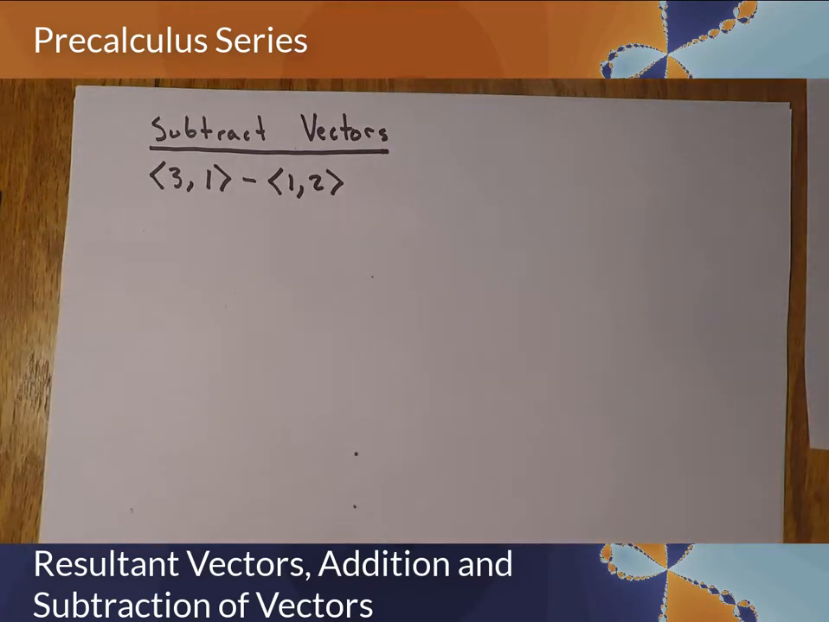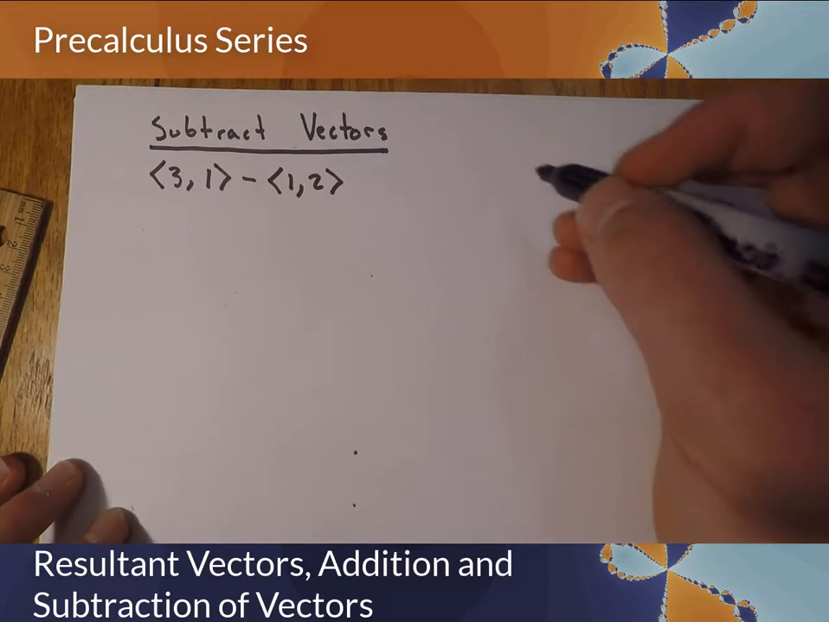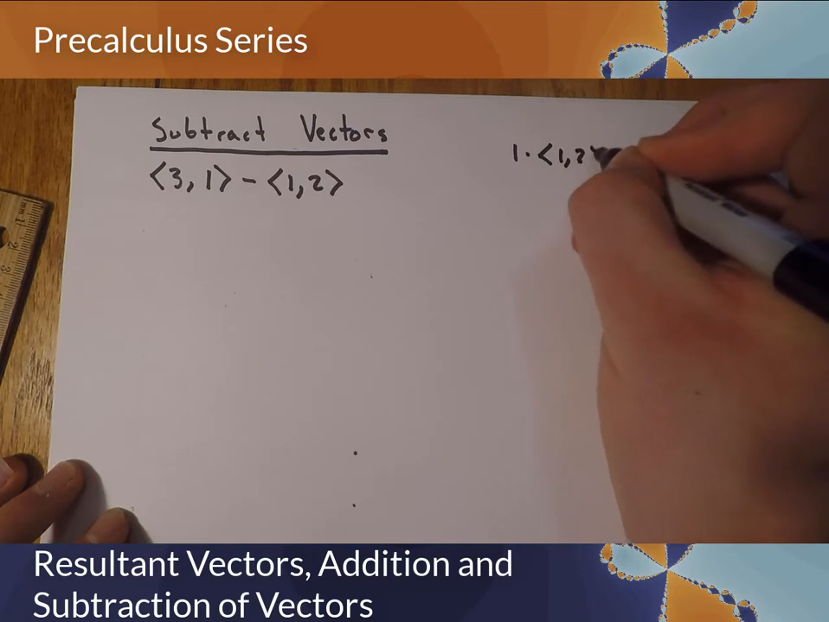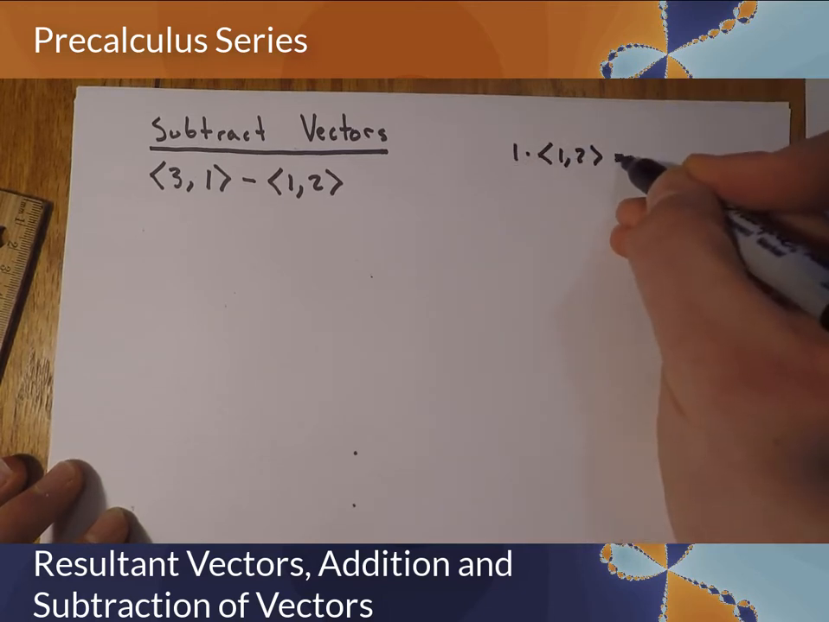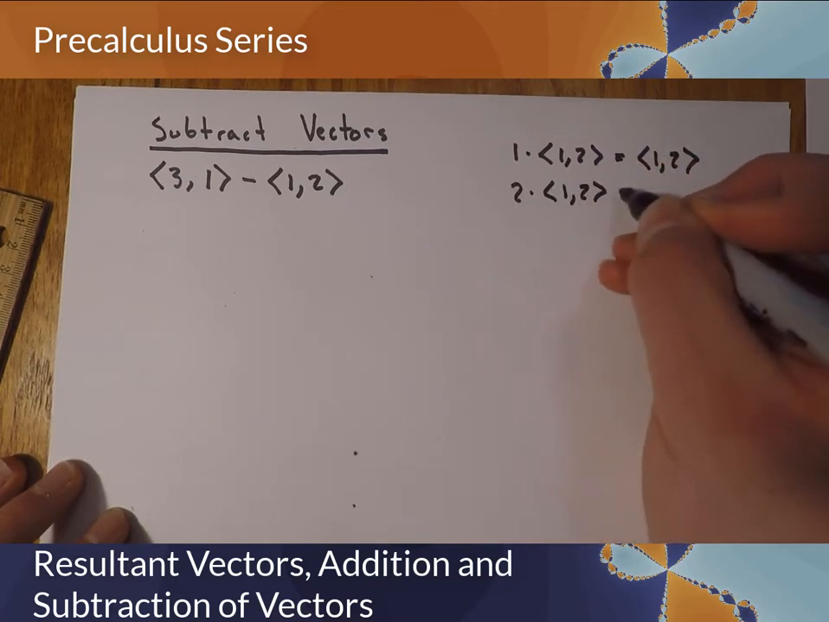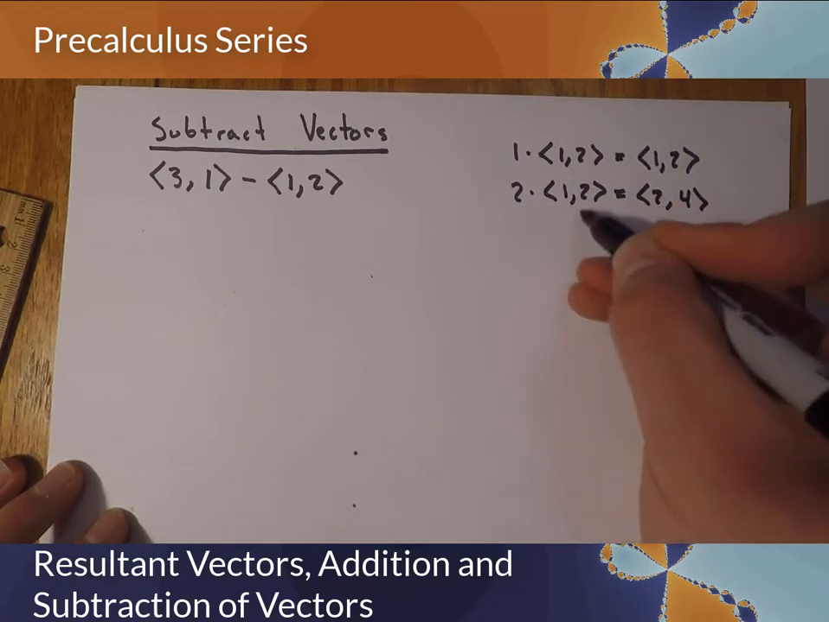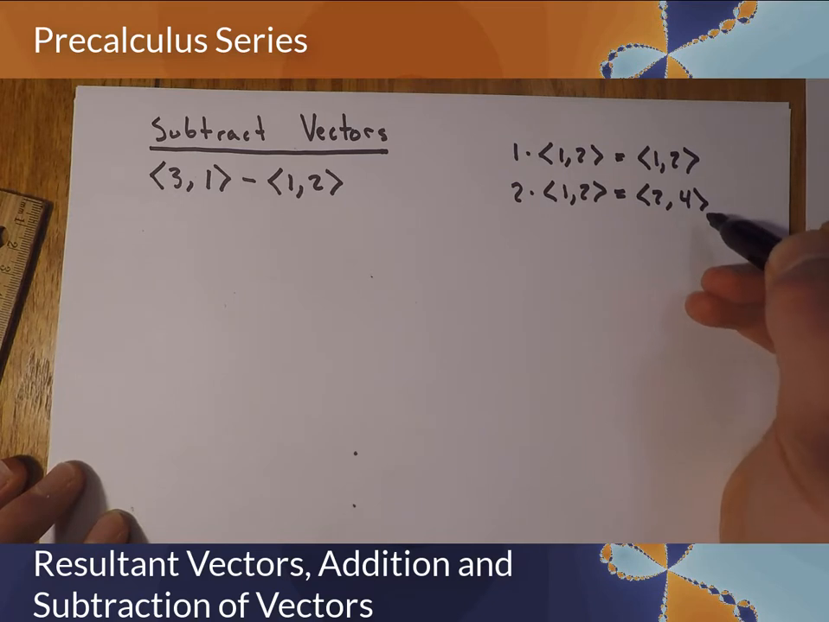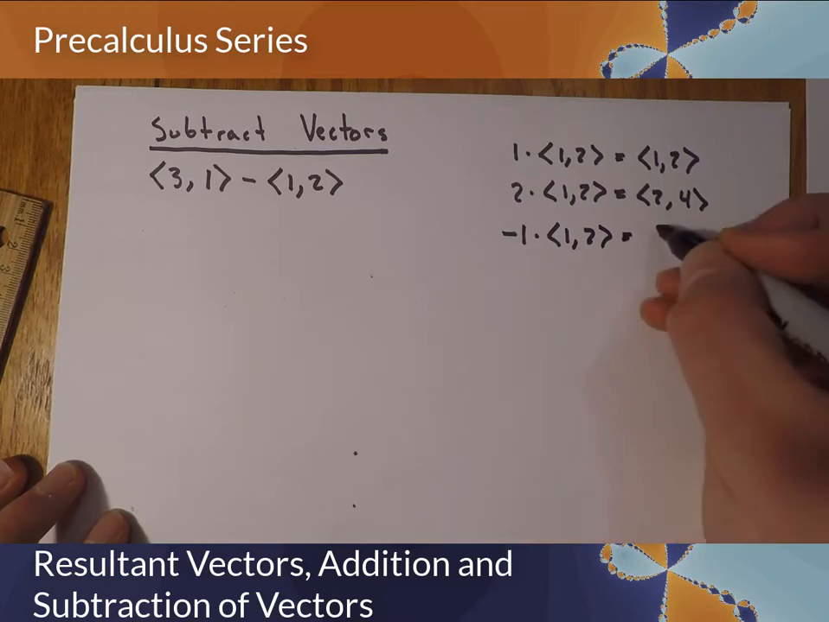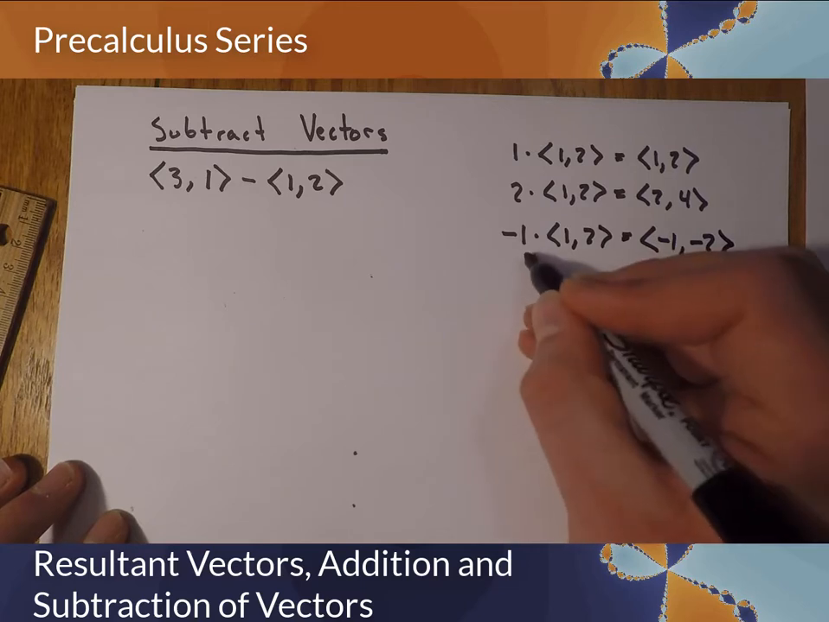What you've got to do is rewrite it as an addition problem. With vectors, you can multiply by a given scalar. So let's say multiply by 1, and it equals 1, 2. You can multiply it by 2, and you get 2, 4. Essentially, 1 times 2 for the x component is 2. 2 times 2 for the y component is 4. And you can also multiply it by negative numbers. So negative 1 times 1, 2 is equivalent to negative 1, negative 2, because you're multiplying the x component by negative 1 and the y component by negative 1 to get that.